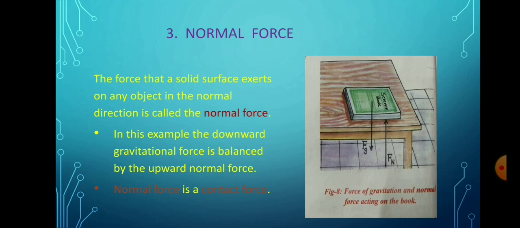That which is perpendicular to the plane of this solid surface is said to be normal. So here, the force that a solid surface exerts on any object in the normal direction is called normal force. In this example, the downward gravitational force is balanced by the upward normal force. These two forces are equal in magnitude but act in opposite directions.